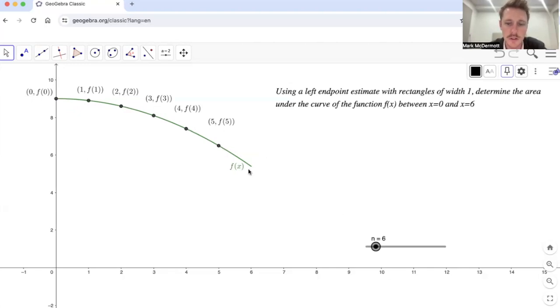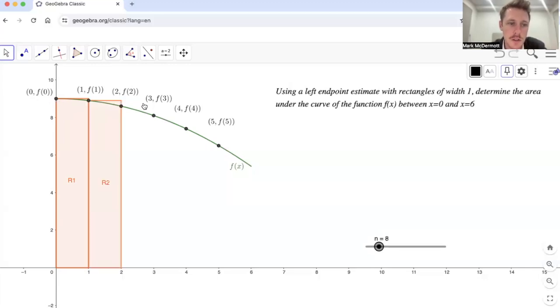So let's put those rectangles in. That's our first rectangle there. You'll notice it's got a width of 1, as it says in the question, and it's got a height. I'll encourage you to think about it, but the height of this rectangle would be f of 0, because that's the function evaluated at 0. So that means that's the height of the function. That's why it's a left endpoint estimate, because we're taking the left endpoint of this function.